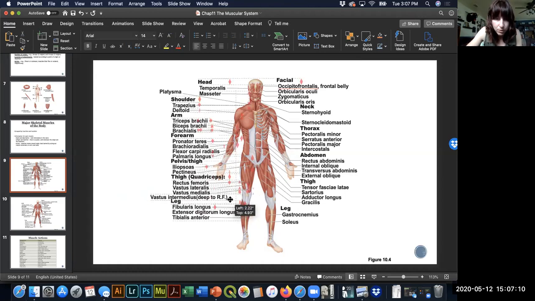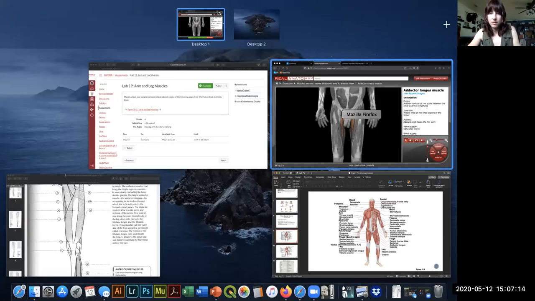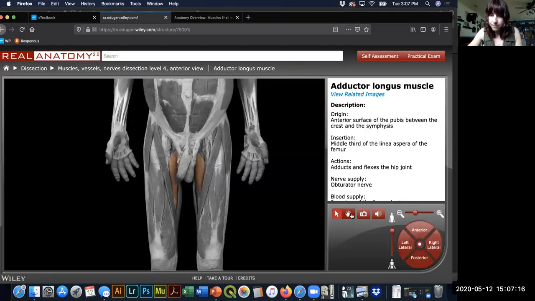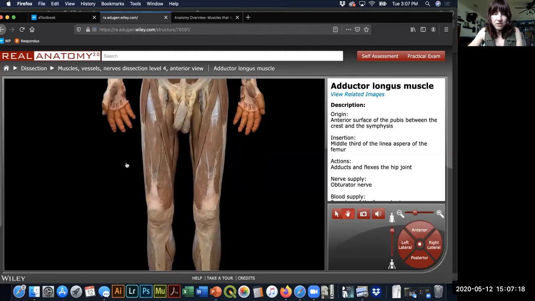Deep to the rectus femoris, okay? Let me help to clarify this a little bit over here. All right, so your quadriceps, when you think about your quads, you think about these muscles on the anterior side of your upper leg, right? And you can see three of them here superficially, okay?